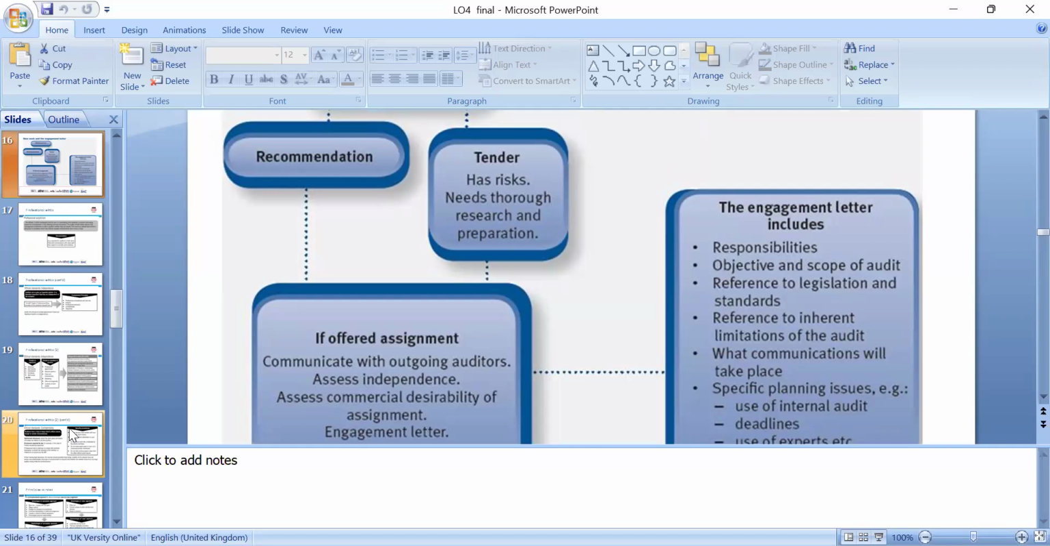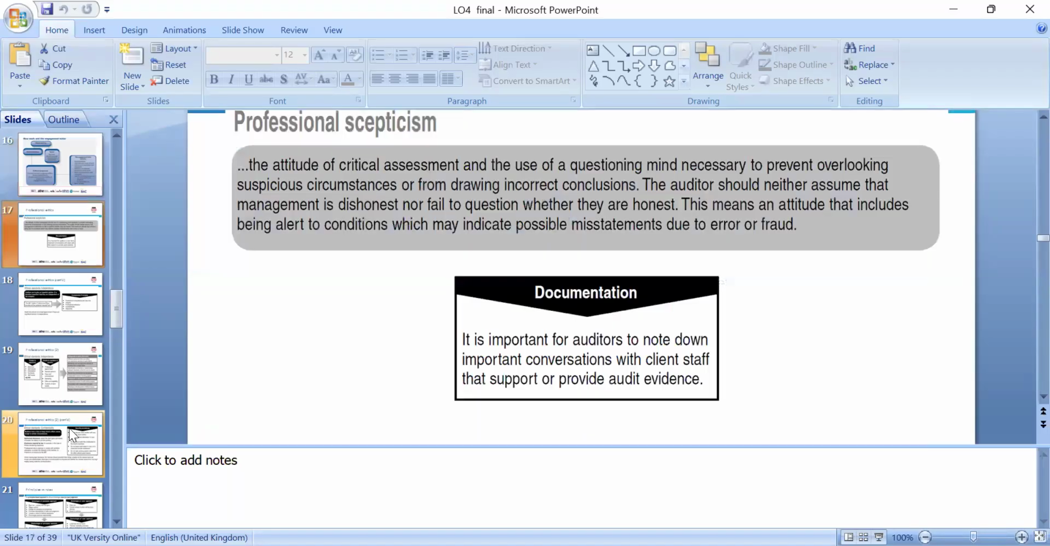We have the tender. If you are giving a tender, we need to make sure it is clearly advertised, and then of course communicate the ongoing details, assess independence, and assess the commercial desirability of the assignment. The letter of engagement covers the responsibility, objective, relevant interests, the scope, and specific planning issues. Those we need to look at, and we need professional skepticism, an attitude of critical assessment and questioning.